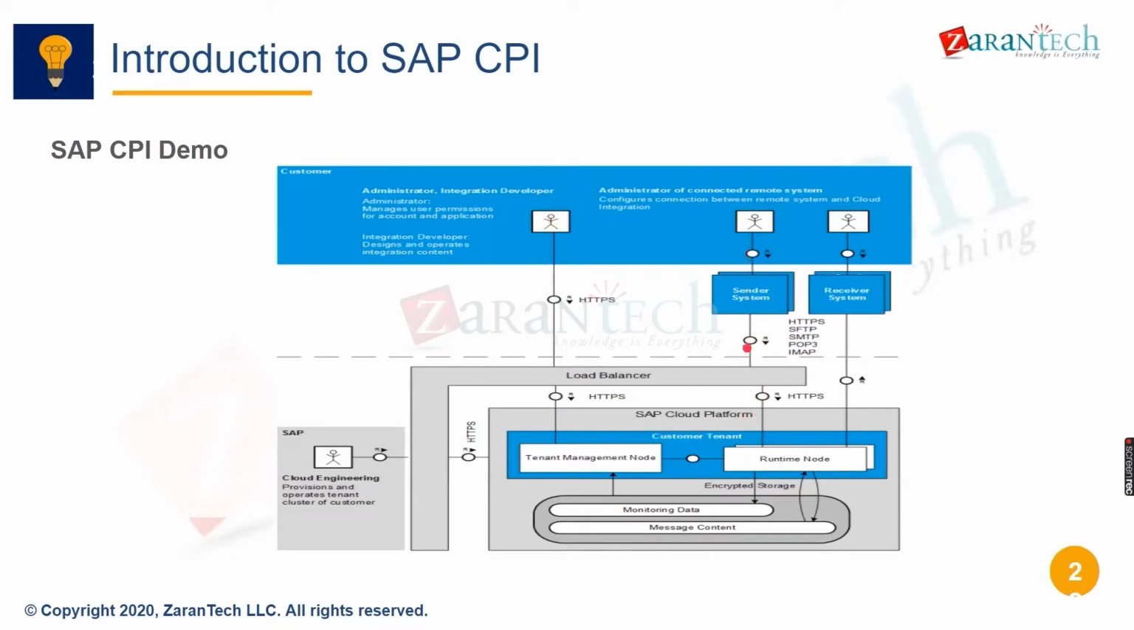He can see the sender information. He can see the load balancer. Also, he can see the tenant, and he can see the monitoring and everything. This is the administrator part. But now let's assume, I'll give a simple example here.